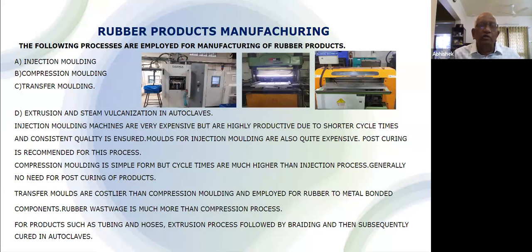Injection molding machines are very expensive, but are highly productive due to shorter cycle times, and consistent quality is ensured. Molds for injection molding are also quite expensive because they are integrated molds, because certain components have to be manufactured by injection molding. For example, in the unit where I am working, we are manufacturing brake components. Brake components are very, very small, tiny components, and the quality needs to be ensured because you cannot afford a single brake failure in the field.